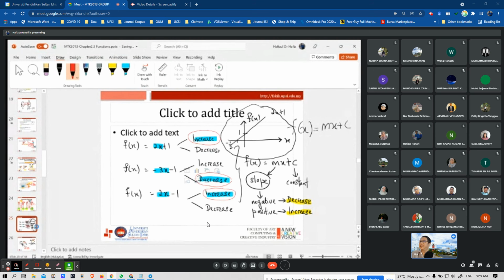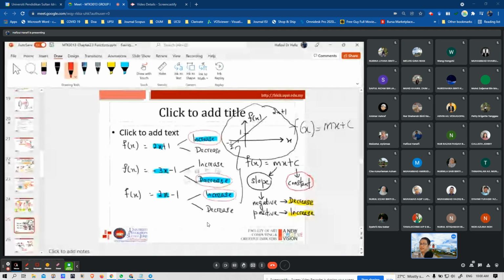For the increasing and decreasing function, we can show by f(x). f(x) = 2x + 1 is increasing. And then negative 3x minus 1, the graph is decreasing, by the slope. And then f(x) = 2x minus 1 is increasing by the slope. For example, here we have f(x) = mx + c. C is the constant, and then we have a slope here. The negative is decreasing, positive is increasing, based on the slope.